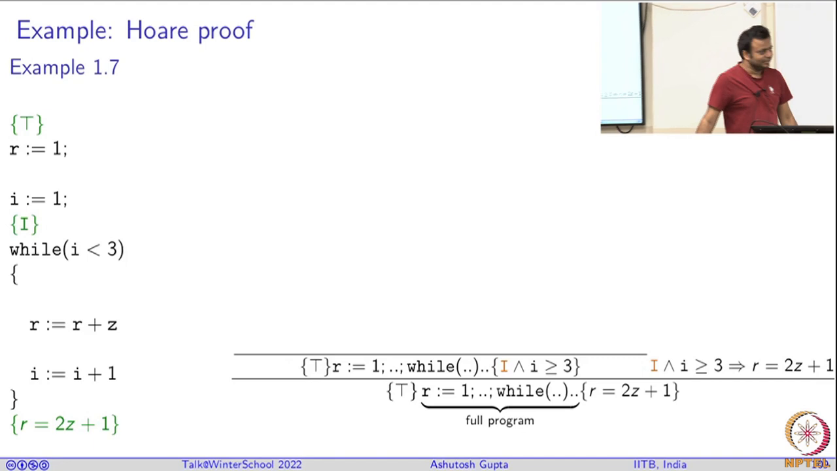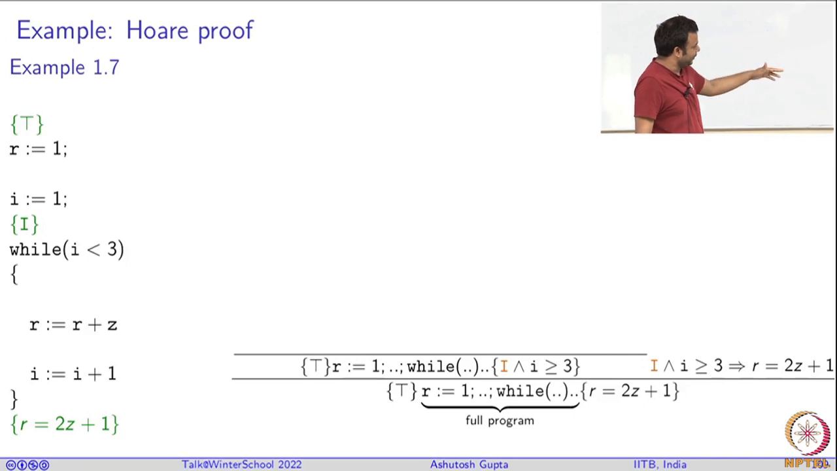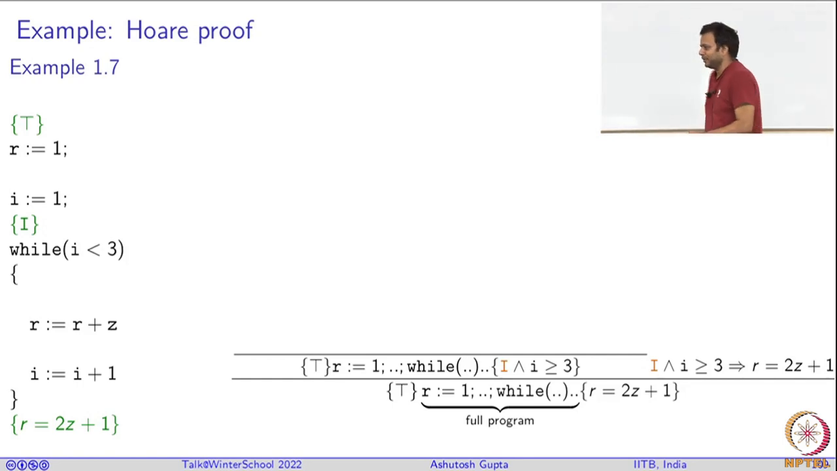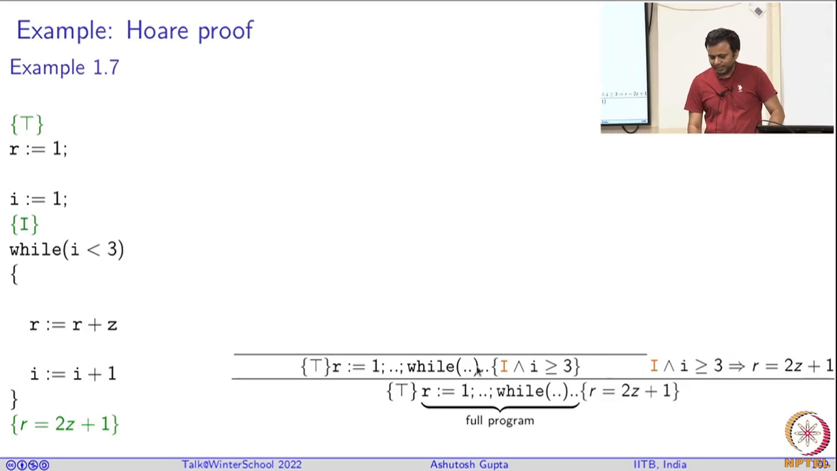So basically, that invariant must be true at the start of the loop. And then when you finish, the invariant and the exit condition of the loop should imply the final property, right? That is what is being said here. And then this part should also land up in the while loop.